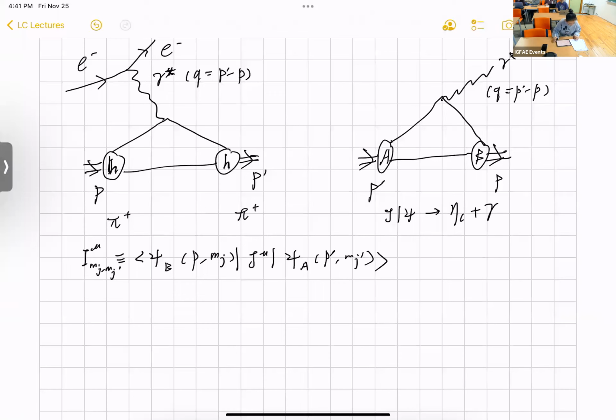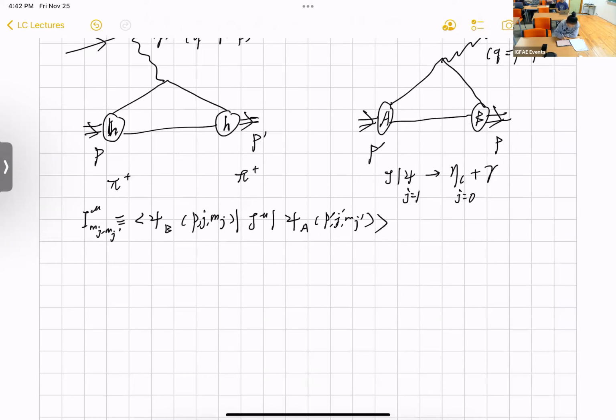Okay. So M J is just the magnetic projection of the total spin. So here I should actually slip in J and J prime. So for example here, J psi is a vector Meson, so it's J equal to 1. And eta C is a pseudoscalar, so it's J equal to 0. Okay. And so this quantity, this I, is known as the hadron matrix element.